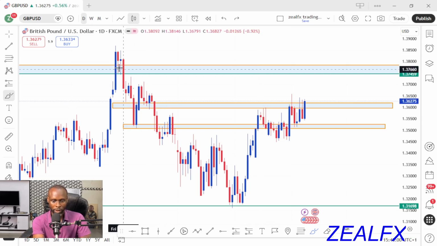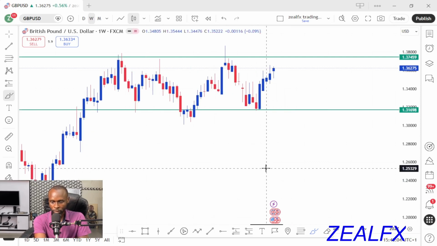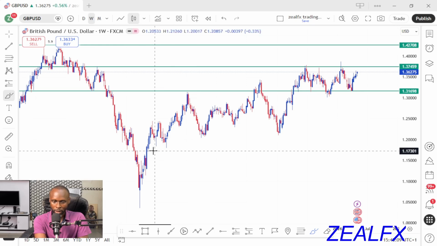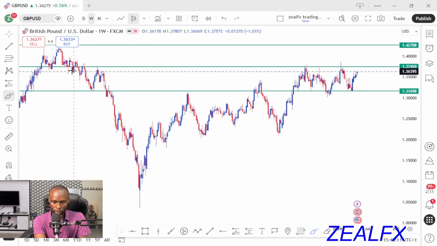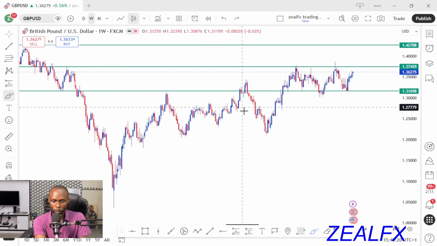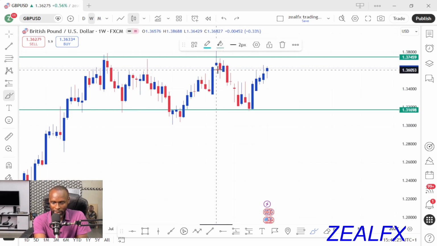So let's look at the weekly chart to confirm this trade. On my weekly chart, you can clearly see that price on the Pounds USD has closed on this long-term support level, which means price has converted this previous resistance into a support level. So we expect price to continue to push higher. You can also see that price has converted this particular support level into a resistance and into a support level. So we expect price to continue to push higher.